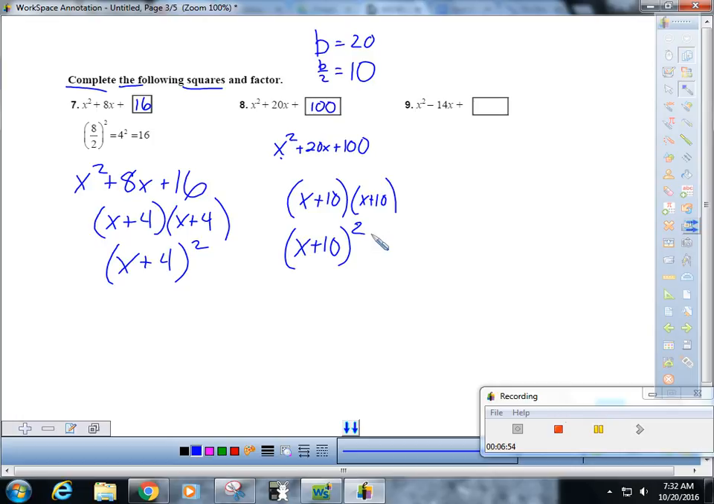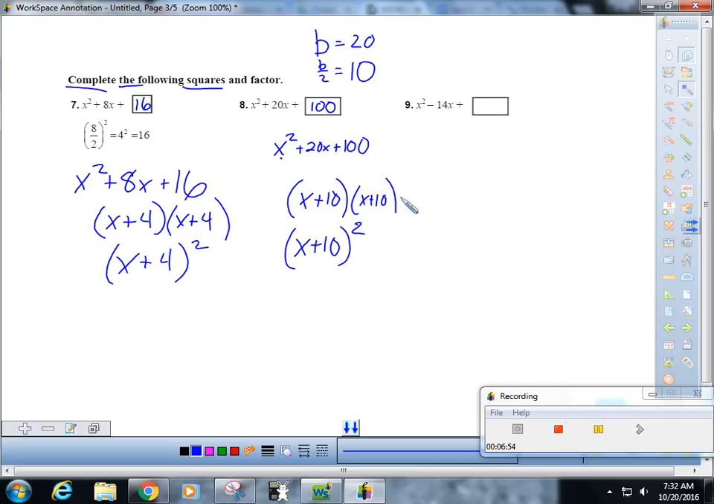You can skip the x plus 10 times x plus 10. No, I don't want you to. You have to write it like this. You can skip this step if you want, but I'm never going to skip it because I really want you to understand what you're doing. I don't want you to just go through the process.